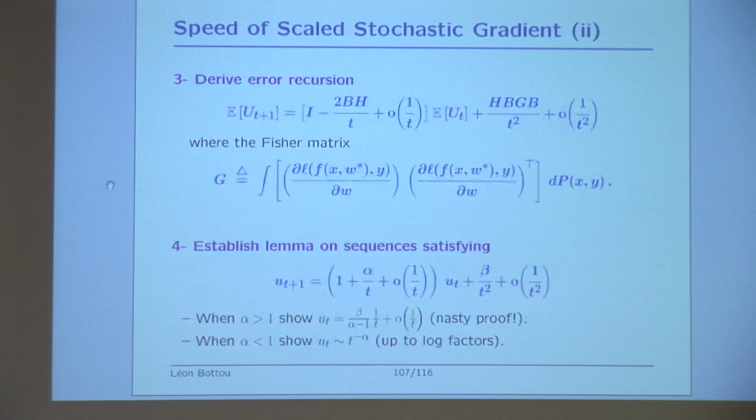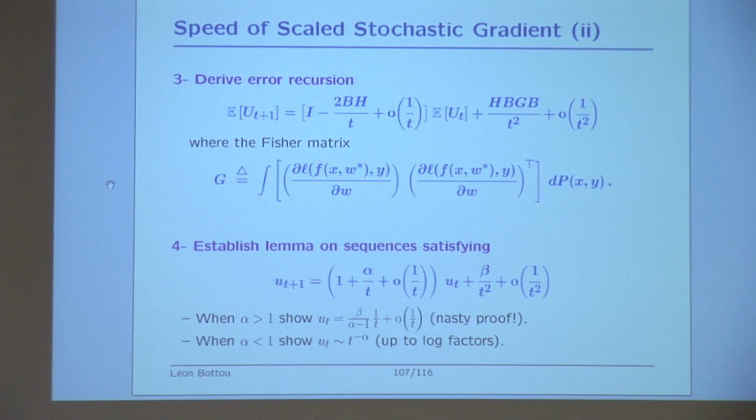I establish a recursion. It's about the same thing. There is a matrix G that comes out. That's actually the Fisher information matrix, which is basically the covariance of the gradient at the optimum. So the G here plays the same role as the variance of the gradient, except this is the covariance at the optimum. Then I have a recursion that has this form.